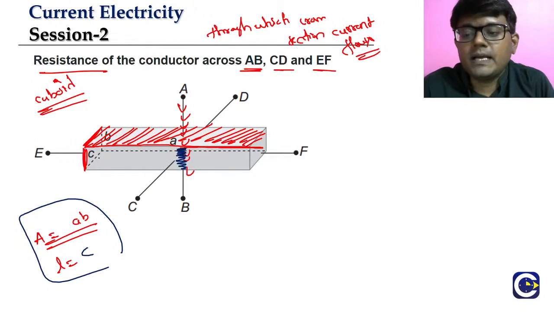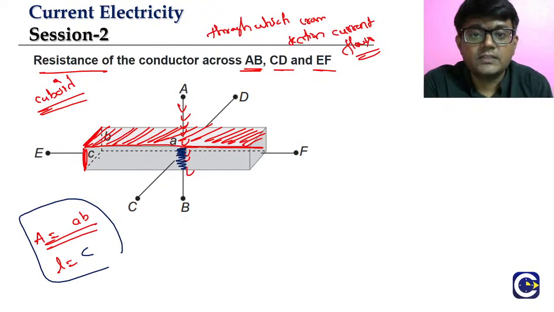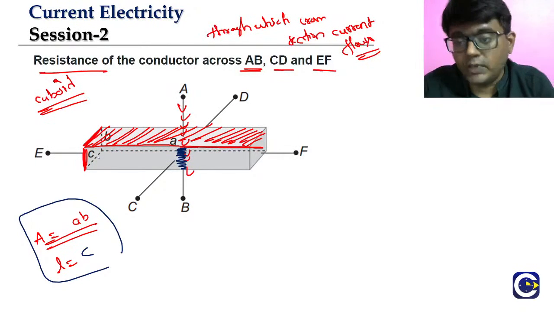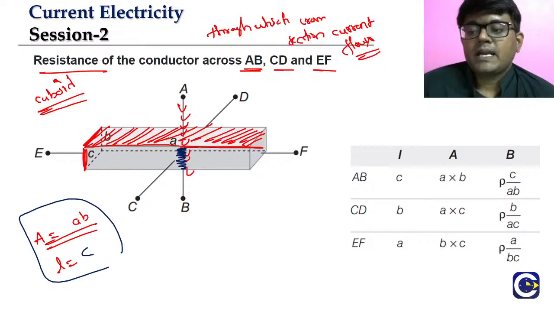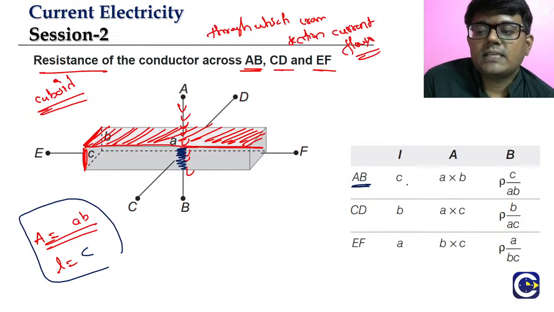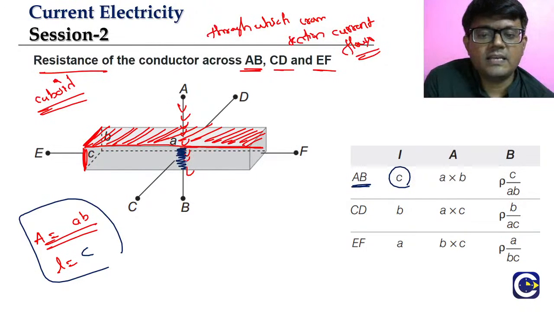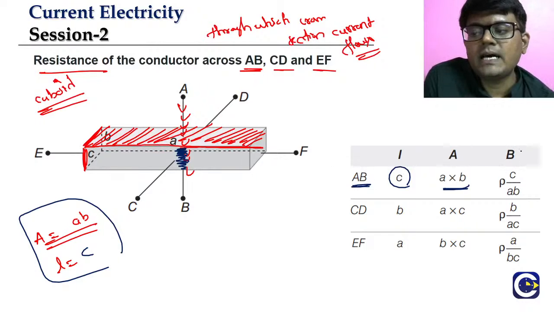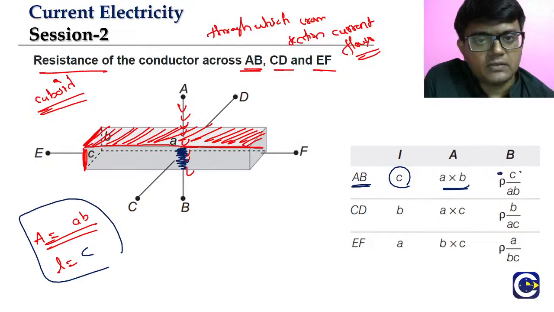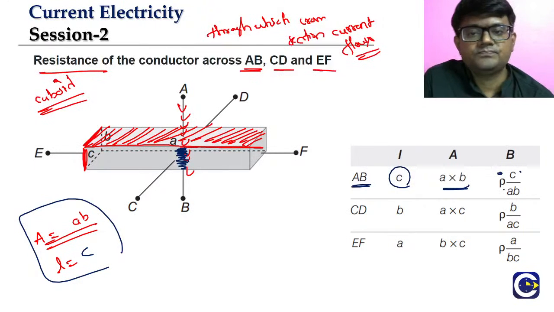So depending upon which path the current is flowing, the resistance measured for the same object will vary depending upon which direction the current is flowing. If you take the path AB, the length of the conductor is C and the area of cross section is A into B. So the resistance will be rho into C divided by A into B.